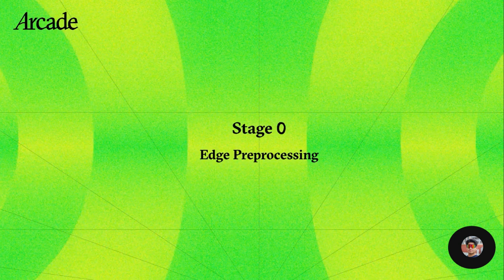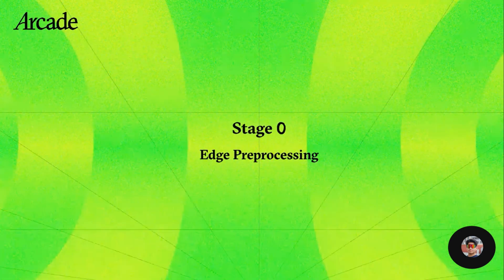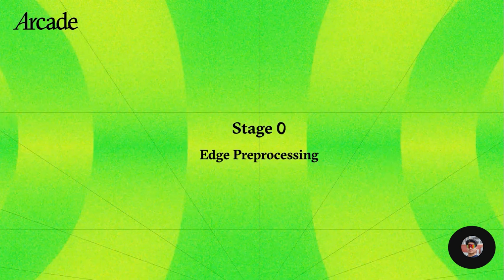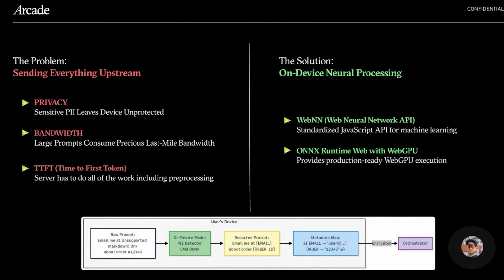So let's start with stage 0. Before the prompt ever gets to the inference, right? The problem is sending everything upstream. So traditionally, the browser captures the user's prompt and immediately sends that raw text to the server. This has several issues. First is privacy. You've got sensitive PII like emails, phone numbers, account IDs that are leaving the device unprotected. There are bandwidth issues where large prompts can consume precious last mile bandwidth. And of course, time to first token, because the server has to do all the work, including all of the pre-processing, time to first token also goes up.